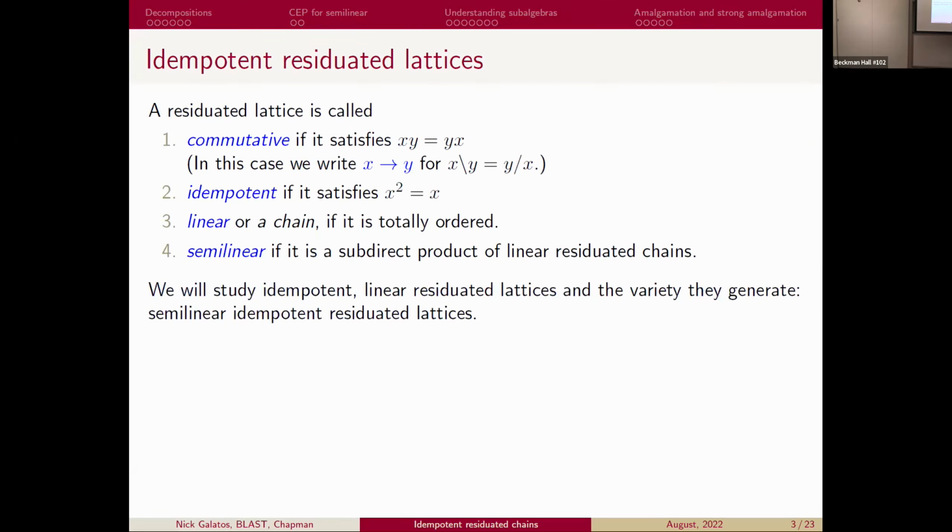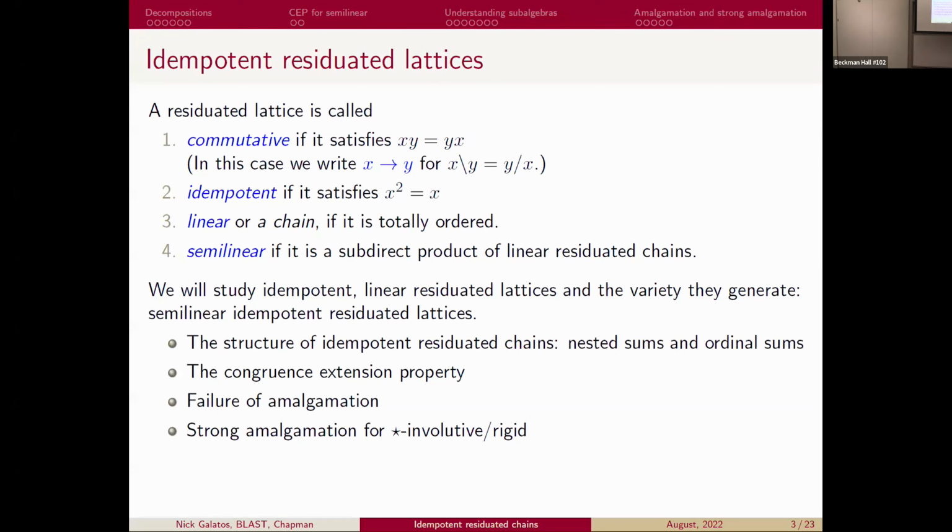Also, just for simplicity, I will start with the lattice structure being extremely simple, just a totally ordered set, a chain. So we'll study idempotent linear residuated lattices and the variety they generate. These are going to be subdirect products of the linear ones. I will talk about the structure of all of the idempotent residuated chains, trying to explain how they look, how they're constructed. And then I'm going to have two applications. One is the converse extension property, and then I'm going to talk about the amalgamation property about them. So that's the plan.